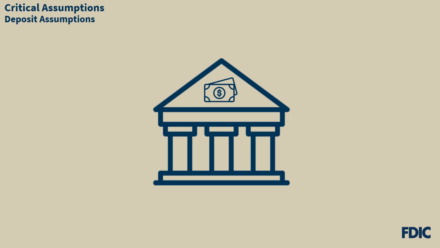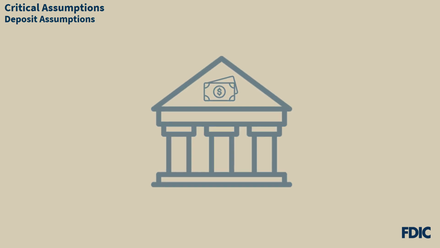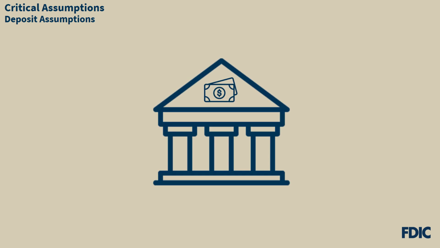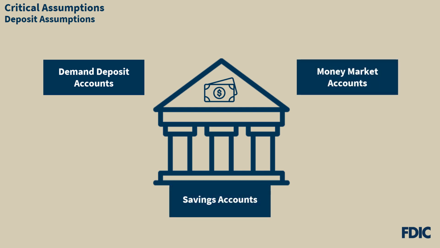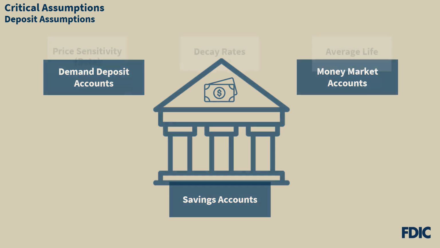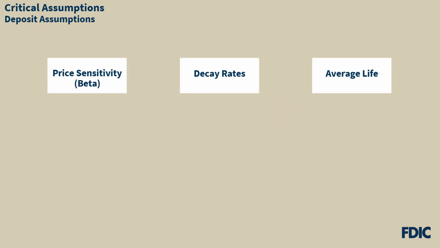Next, we'll discuss deposit assumptions related to the measurement and value of a bank's deposit base. Non-maturity deposit assumptions can have a material impact on model results because they often represent a large portion of a community bank's balance sheet. These deposits are typically defined as demand deposit or checking accounts, savings deposits, and money market demand account deposits. It's important for board members to be familiar with 3 primary non-maturity deposit assumptions: price sensitivity, which is commonly referred to as beta, decay rates, and average life.